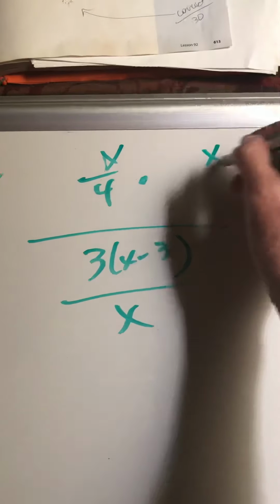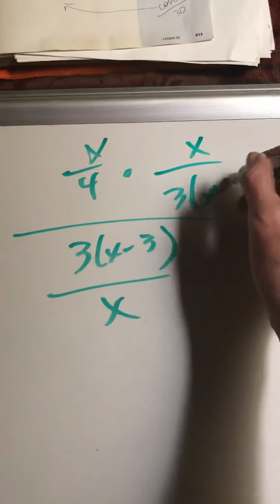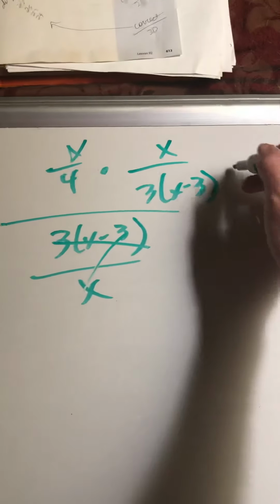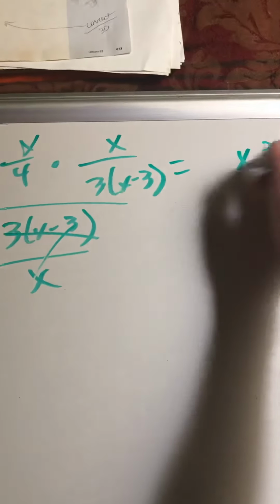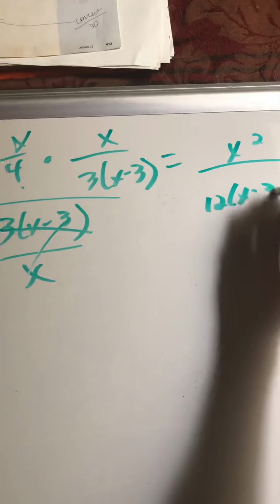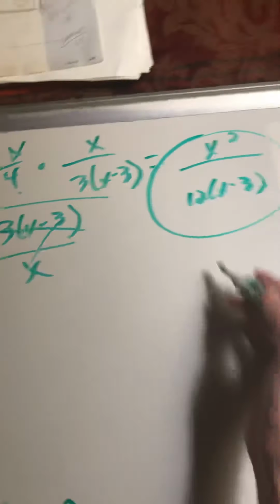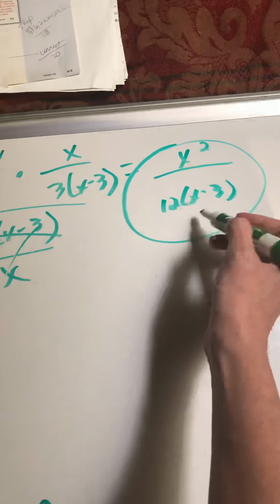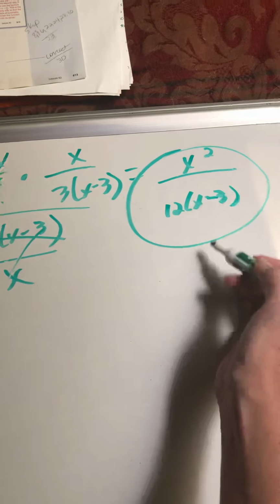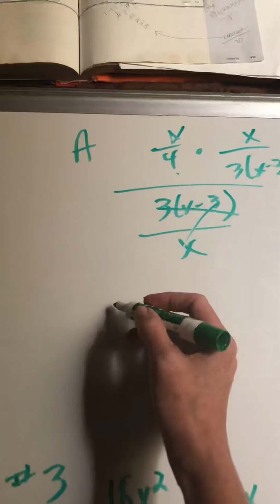So you're going to multiply by x over 3 times x minus 3. You're going to see if there's anything that will cancel, which there's not. So we just multiply. X times x is x squared. 4 times 3 is 12 times x minus 3. And that's the way you'd leave that. You cannot take this x out of that x squared because you'd be trying to cancel a subtraction with a division, and you can't do that.